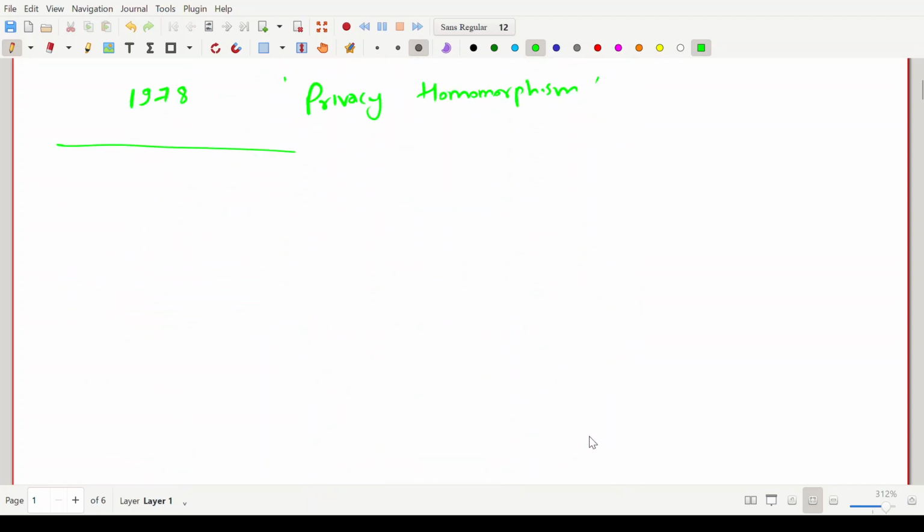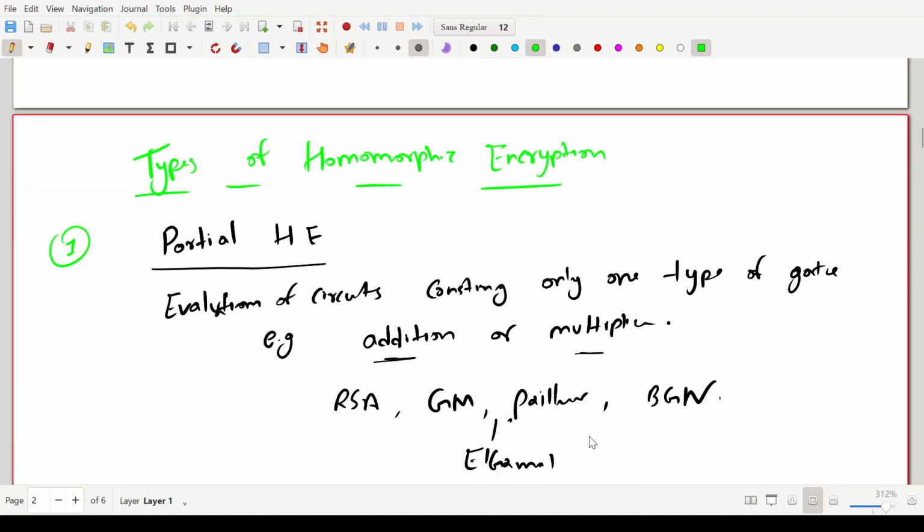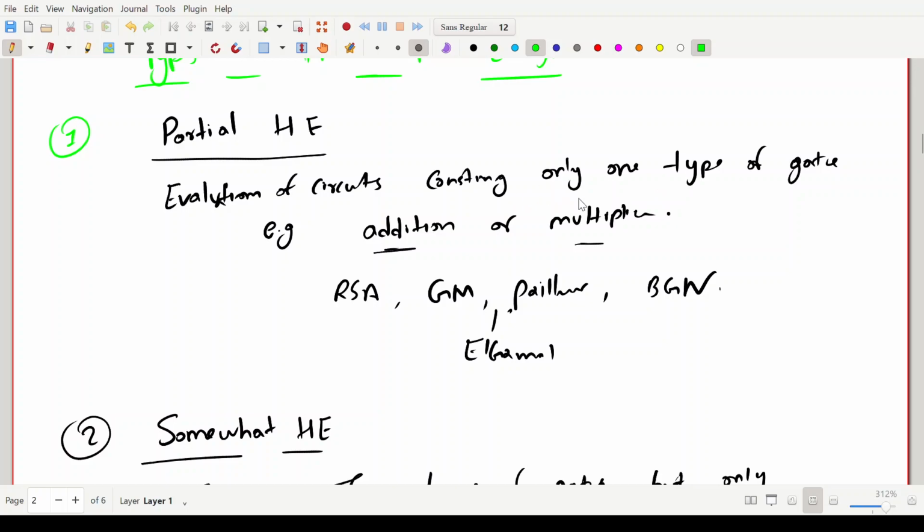So I told you some of the types: partial homomorphic encryption. It can solve only one type of gate, either addition or multiplication. And I gave you examples: RSA, Goldwasser-Micali, Paillier, ElGamal, and BGN. Actually, BGN is not under the partial; it can perform both. I'll just put it in a box. Today's last topic will be BGN. In the last class, I had covered RSA and Goldwasser-Micali. Today we'll be covering ElGamal, Paillier, and BGN.